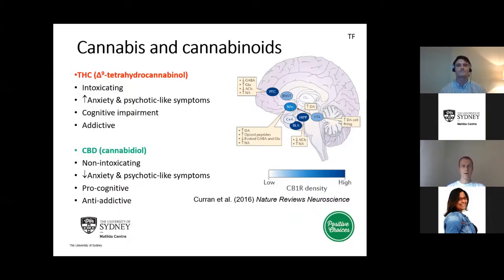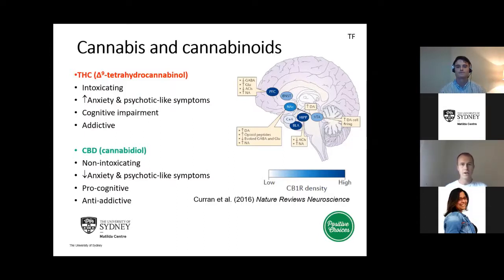So when we think about cannabis, it's often considered as a single drug. But actually, the cannabis plant produces many different cannabinoids, and these can have contrasting pharmacological effects that have important consequences for the consumer. So the most studied cannabinoids are THC and CBD. And you can see, based on the effects, that they can have quite contrasting effects.